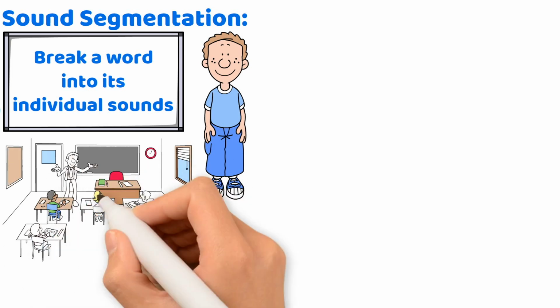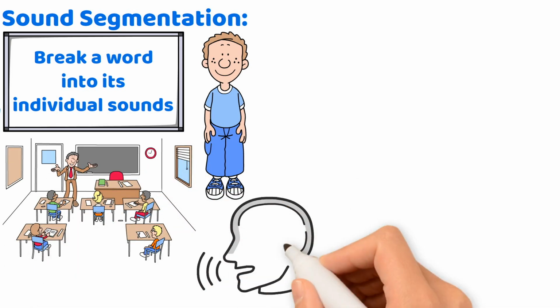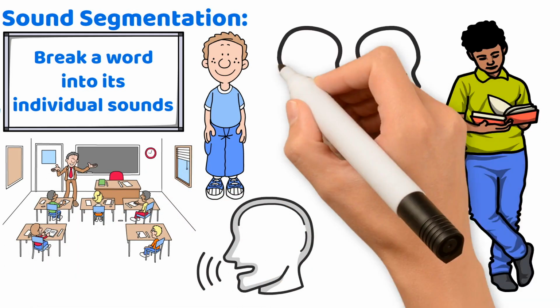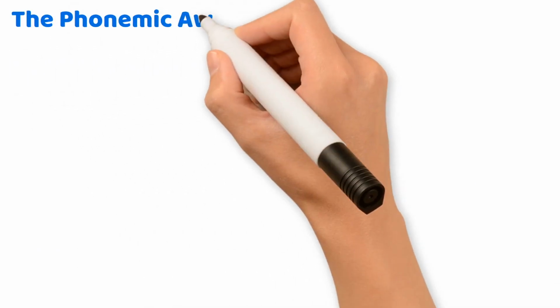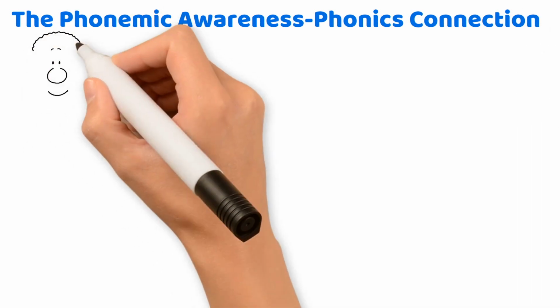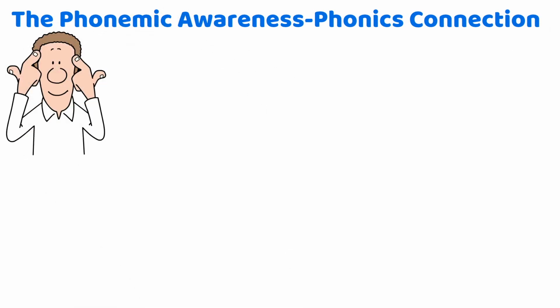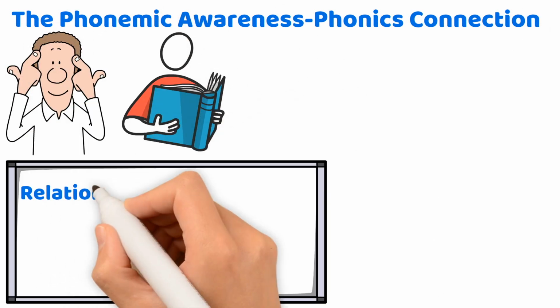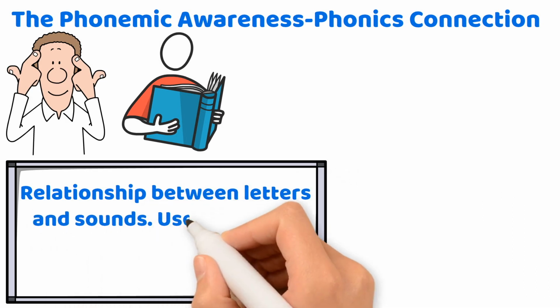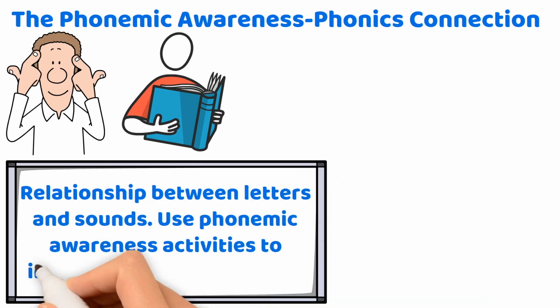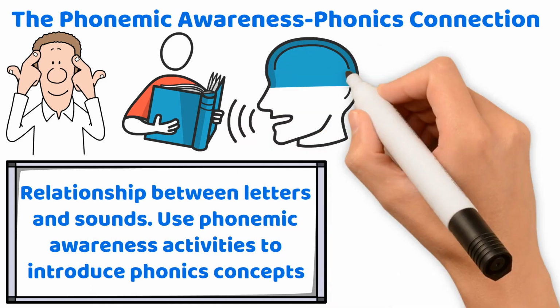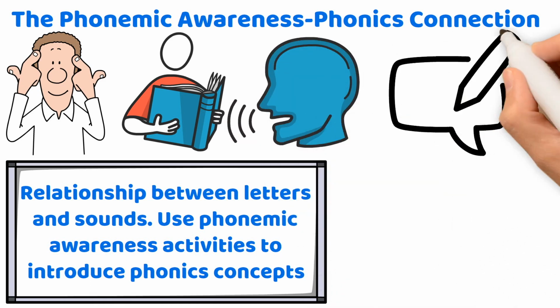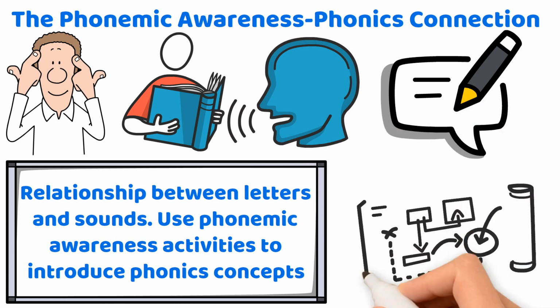These activities are critical for developing the ability to manipulate sounds, which is essential for reading proficiency and phonics mastery. Now, let's move to the phonemic awareness-phonics connection. Understanding individual sounds is the precursor to phonics, where students learn the relationship between letters and sounds. Use phonemic awareness activities to introduce phonics concepts. For example, after successfully blending sounds to form a word, introduce the written form of the word, linking spoken sounds to their letter representations.